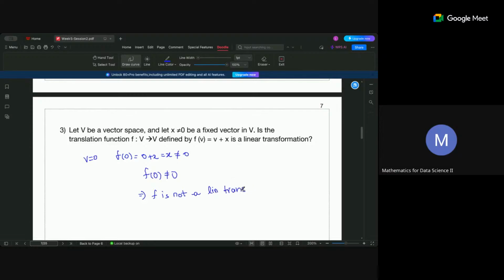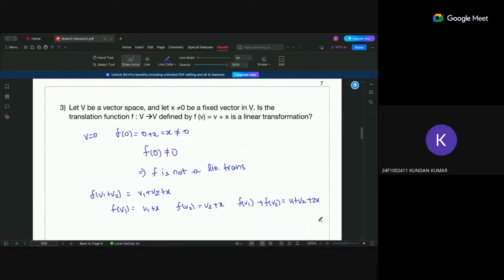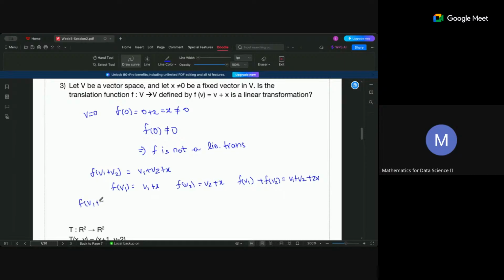Of course, you can also see it using the definition. So using the definition, f of v1 plus v2 is v1 plus v2 plus x. And f of v1 is v1 plus x. f of v2 is v2 plus x. And f of v1 plus f of v2 is v1 plus v2 plus 2x. So you can see that f of v1 plus v2 is not equal to f of v1 plus f of v2.